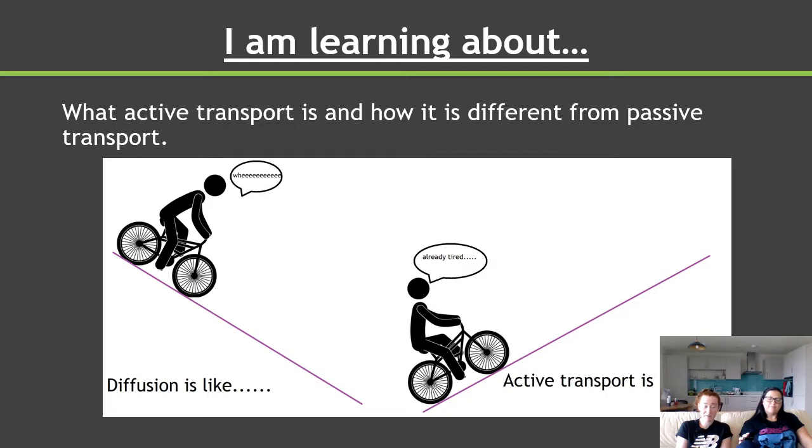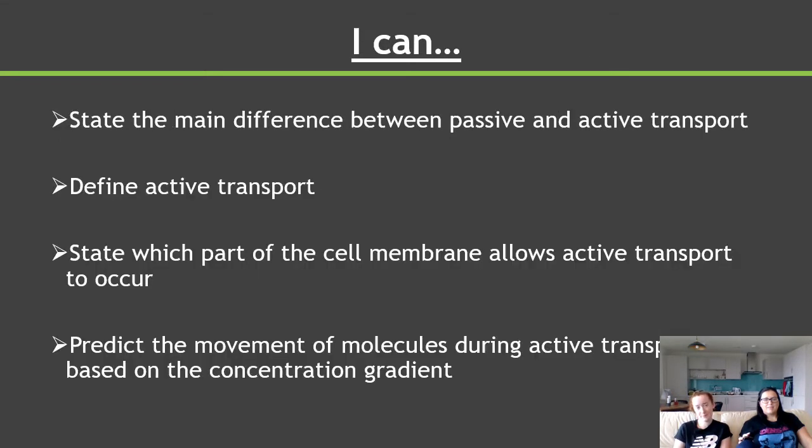Whereas active transport is like going up a hill. So starting at the bottom and going to the top, you require a lot of energy. You're going to get really tired really quickly, and it is going to require you to put in a lot of energy and effort. And that is pretty much what active transport is. The difference between passive and active: passive requires no energy. Active, it kind of does what it says on the tin. It requires energy. You're being active, you're doing things, so energy is required.